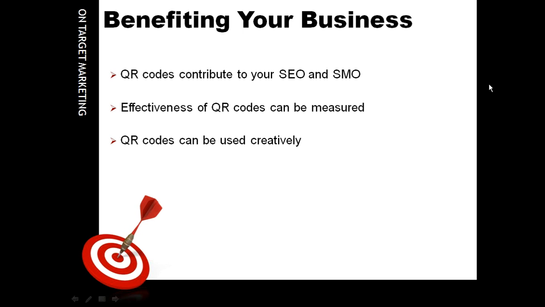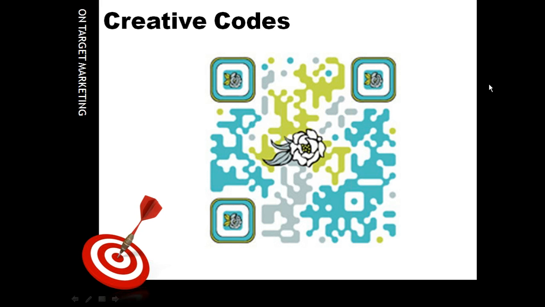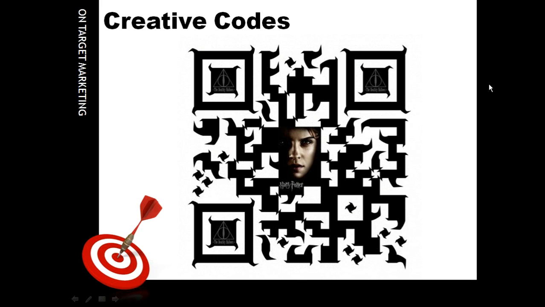So let's take a look at some creative codes that we found online. And again, if you scan these, they will work. There's one that they've put some different colors into. They put the rose in the middle of it, kind of fancied that up, and I really liked that. But again, caution should be used here because that could be difficult for a smartphone to read. Here's another one. They've actually got a picture in the center of it, put some little detailing in on the code itself.